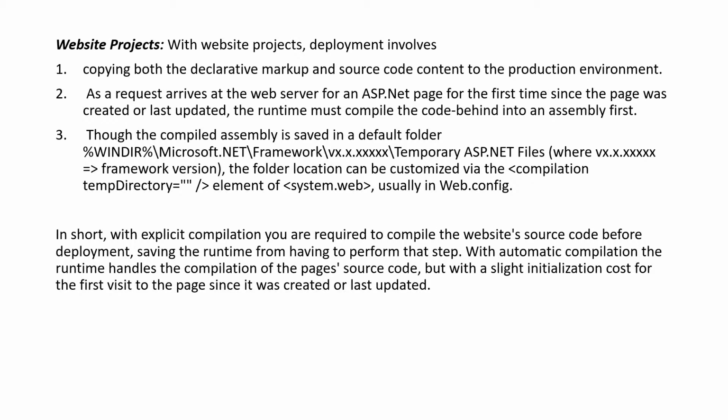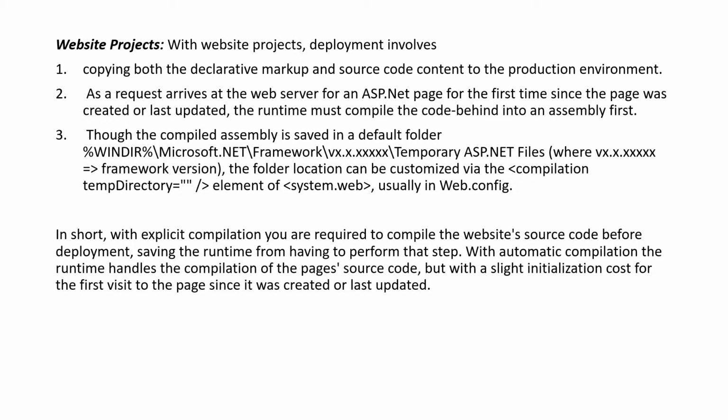So as a request arrives at the web server for an ASP.NET page for the first time since the page was created or last updated, the runtime must compile the code behind into an assembly first. So here the code behind is again compiled into an assembly, but that is done by the runtime when it is already deployed on the web server and a request from a user arrives at the web server for that particular ASP.NET page for the first time.